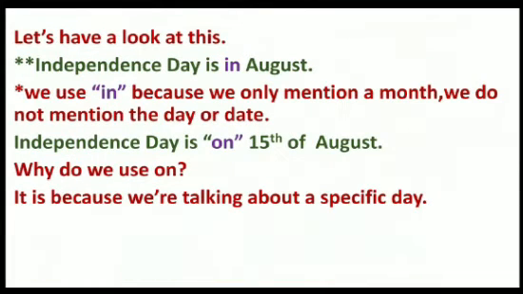Now let's have a look at this. Independence Day is in August. We use in because we only mention a month. We do not mention the day or date. Now let's look at this sentence again. Independence Day is on 15th of August. So why do we use on in this sentence? It is because we are talking about a specific day, 15th of August. We are talking about a specific day. And in sentence 1, we used in because we do not mention the day or date. But in sentence 2, we mention the specific day.